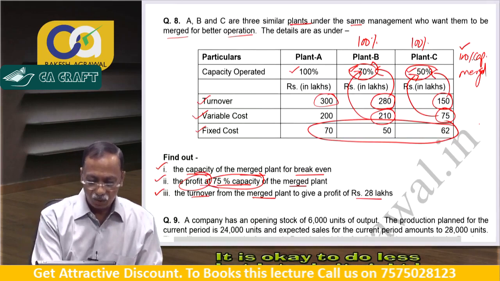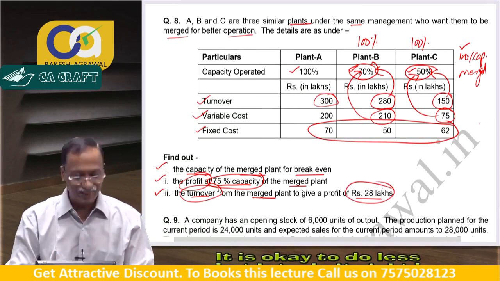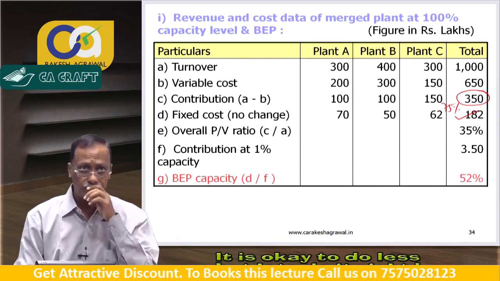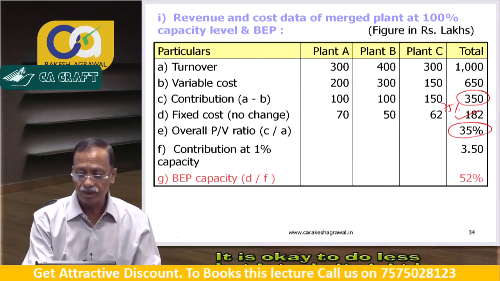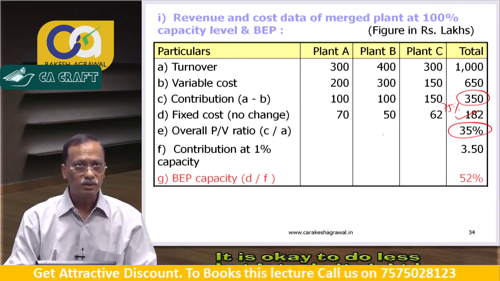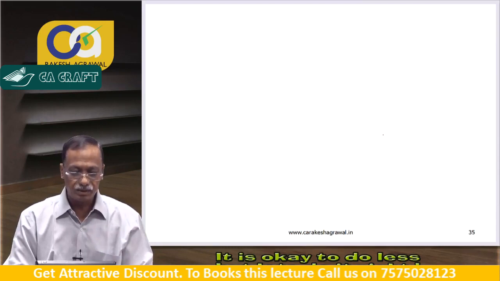The third question is the turnover required for the merged plant to earn a profit of 28 lakhs. Correct? So desired profit 28 lakhs, desired profit plus this fixed cost 182, desired profit plus fixed cost divided by PV ratio. PV ratio is ready. You will get the turnover required to earn the desired profit. So very simple. Write down the remaining answers now.